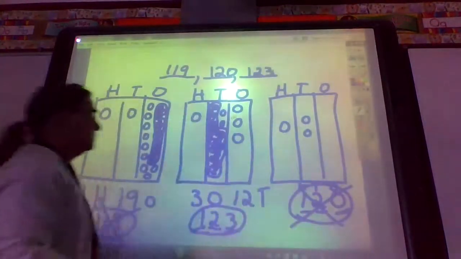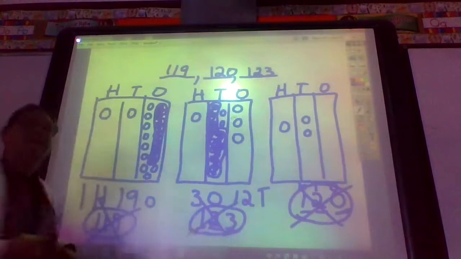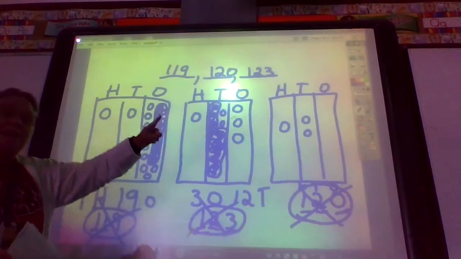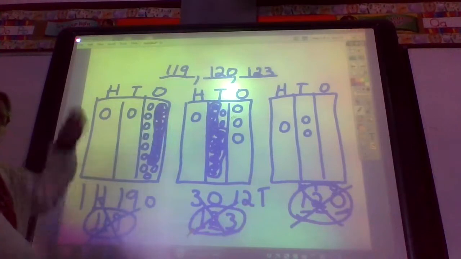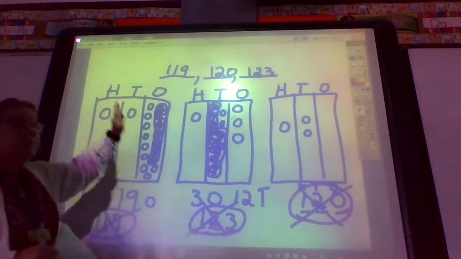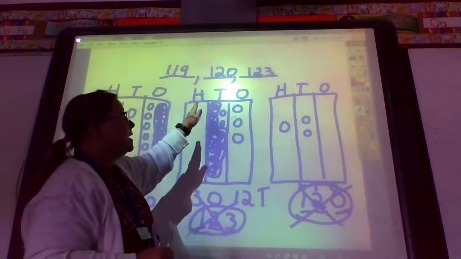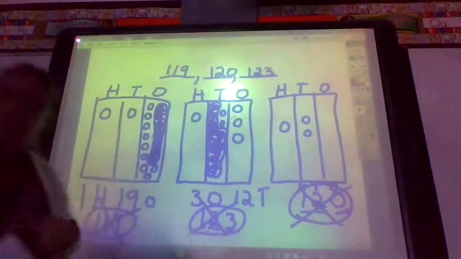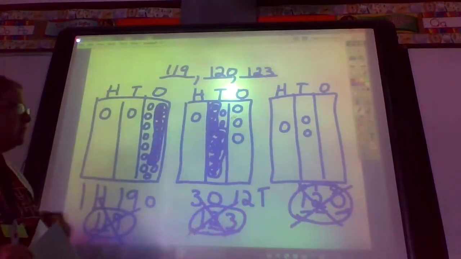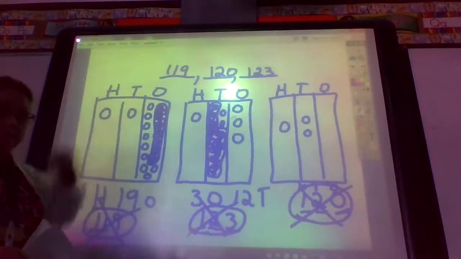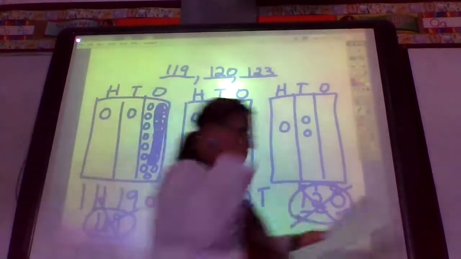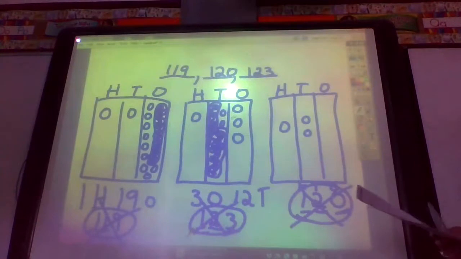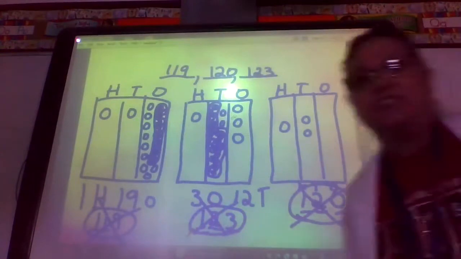123. Okay? Least to greatest. Smallest to biggest. If I count, I would count in that order: 119, 120, 121, 122, 123. If I counted, they're going from little to big. Okay? Little to big. And that's what they were asking you to do right there.